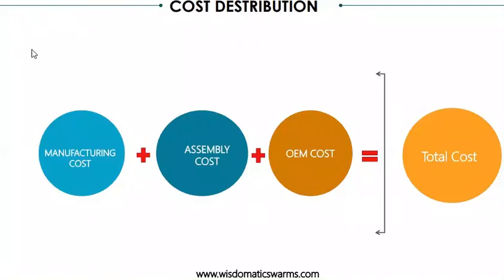Let's come to the cost distribution. So we have distributed our total cost into three different categories. First one is the manufacturing cost, second one is the assembly cost, and third one is the OEM cost. Let's see one by one. First one is in-house manufacturing cost, second one is outsourced parts, and third one is the miscellaneous parts.